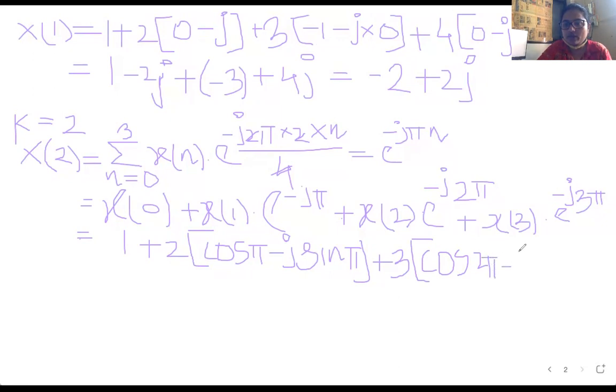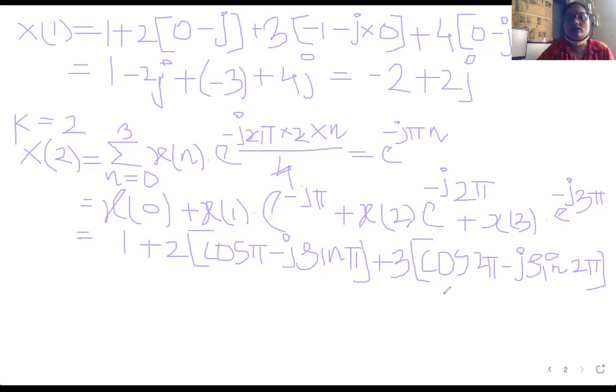minus j sin 2 pi, right? Cos 2 pi minus j sin 2 pi. So this is going to be written here, cos 2 pi minus j sin 2 pi, right? So this is what we have written for x of 2 multiplied by e raised to minus j 2 pi. So the last term is remaining. What is that last term? x of 3 multiplied by e raised to minus j 3 pi.